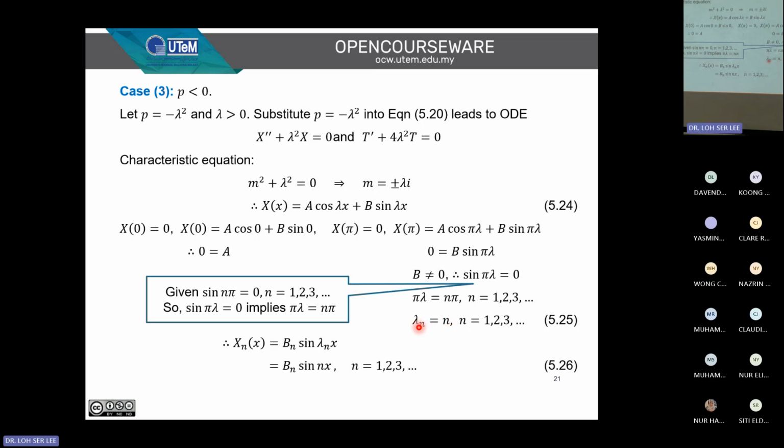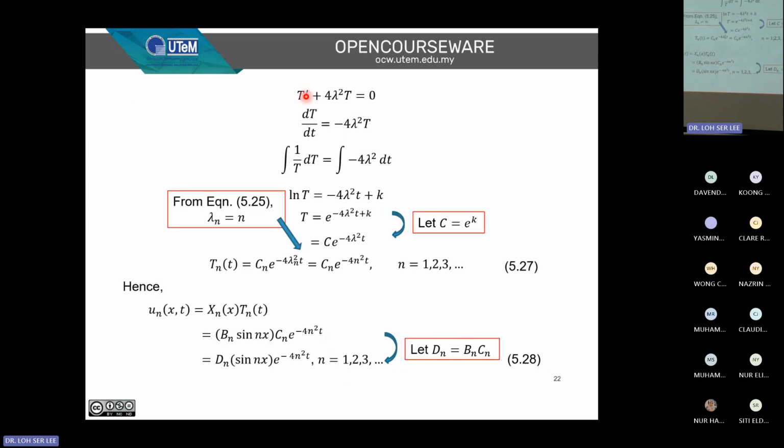Then when your lambda is lambda n, bn, a is already 0. So x will be xn. Finally, substitute your lambda n by n, then you get xn. Then we look at the second equation. Solve as usual until you get this one. So this is lambda n, this is cn, this is tn. Lambda n squared, so we square this, you get n squared. So you have negative 4n squared.